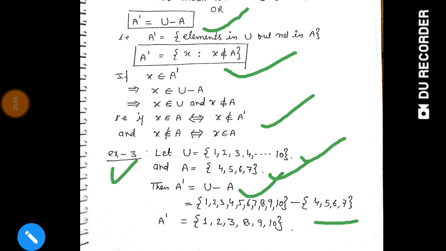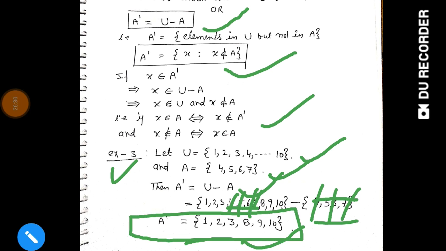4 cancels out 4, 5 cancels 5, 6 and 6 cancel, 7 and 7 cancel. That means we have to remove the elements of A from U. The elements of A are 4 5 6 7, so remove 4 5 6 7 from here. So we have 1 2 3 8 9 10. This is the value of A dash, and as we see in the definition, A dash is the set of those elements which are not in A.